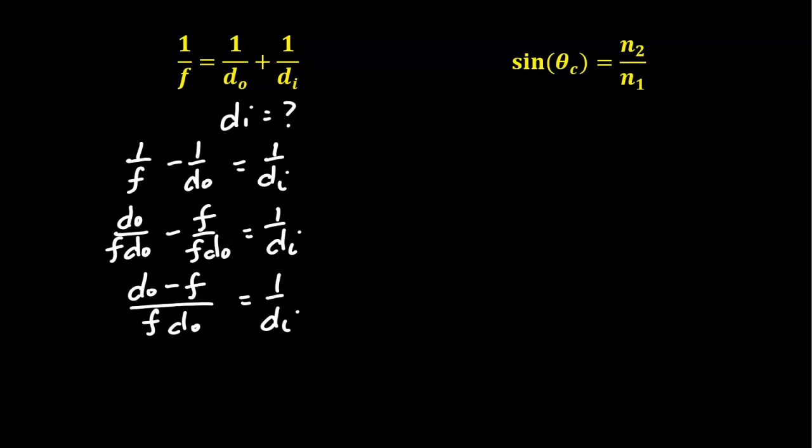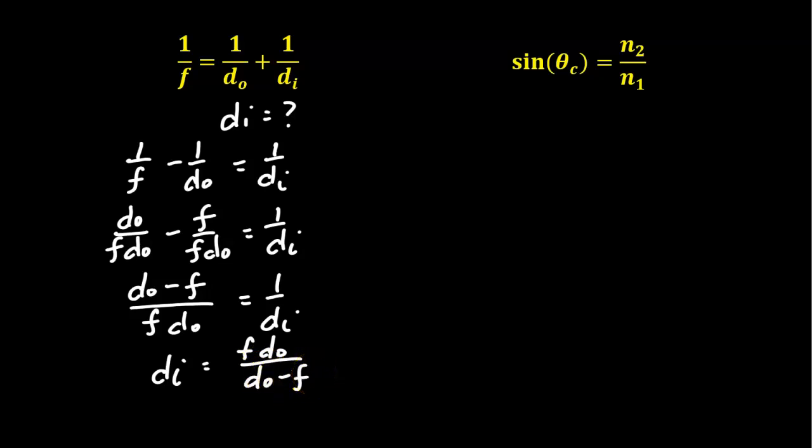Next, I'm going to get dI by itself. So I'm going to multiply by dI on both sides. So I'm going to get dI on this side. And then this, I'm going to divide on both sides. When I do that, basically, I'm going to flip it over. So I'm going to get f dO over dO minus f.